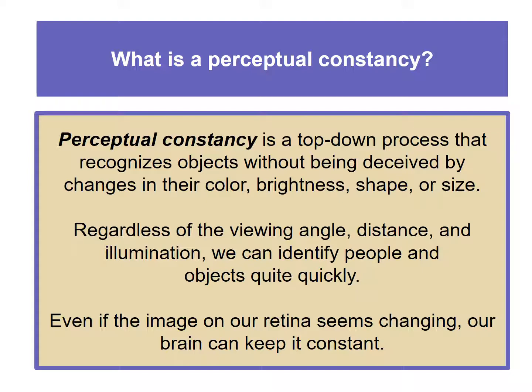Perceptual constancy is a top-down process that recognizes objects without being deceived by changes in their color, brightness, shape, or size. Regardless of the viewing angle, distance, and illumination, we can quickly identify people and objects. Even if the image on our retina seems changing, our brain can keep it constant. So this is really cool, that perceptual constancy recognizes objects without being deceived by changes in their color, brightness, shape, or size.